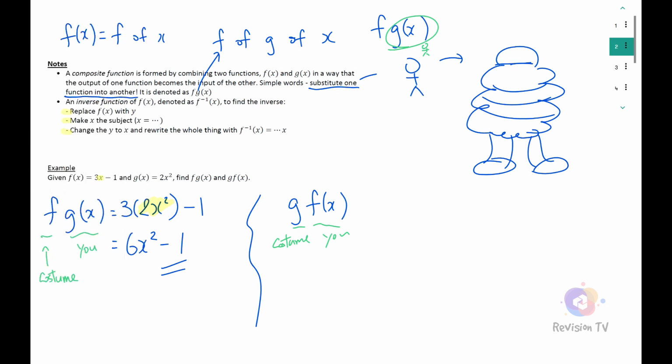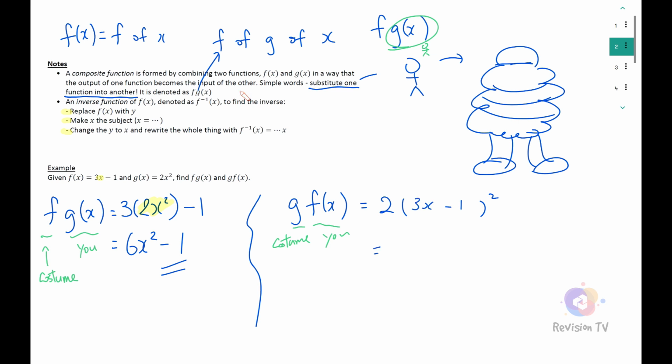So our final answer should have the structure of the costume. So 2x squared. That means 2 times something squared. f of x is 3x minus 1, so the 3x minus 1 will now go into the position of x. 3x minus 1.